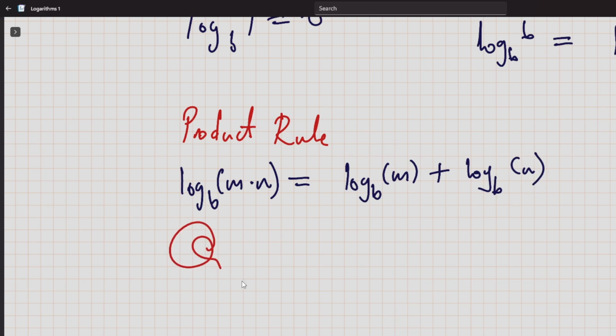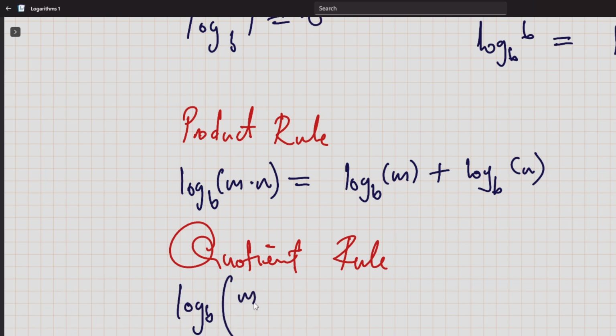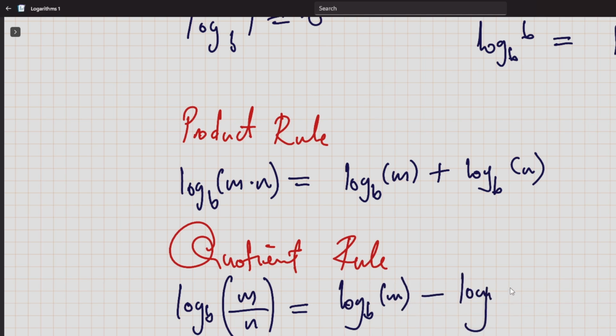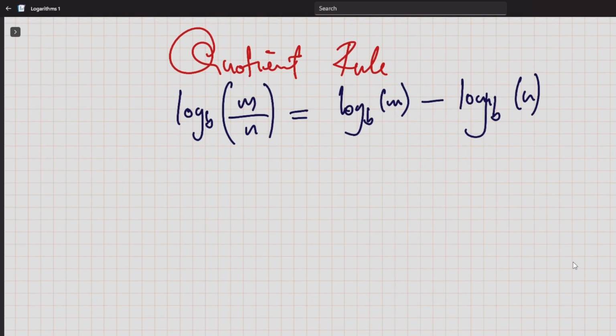We have the quotient rule. The quotient rule says that the logarithm of m over n to base b is equal to the logarithm to base b m minus the logarithm of n to base b. Let's scroll just a little bit more and move on to the next rule.